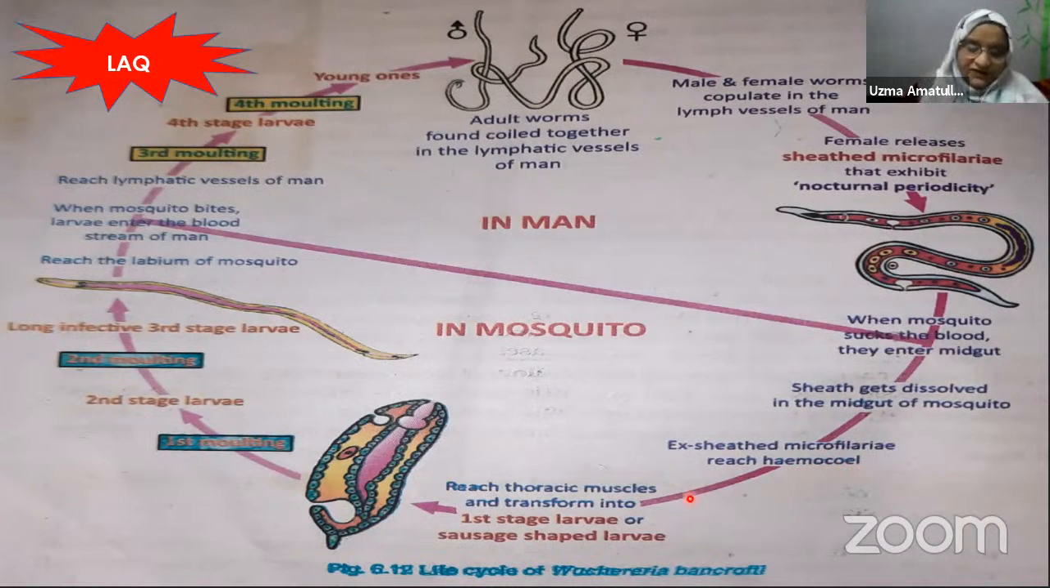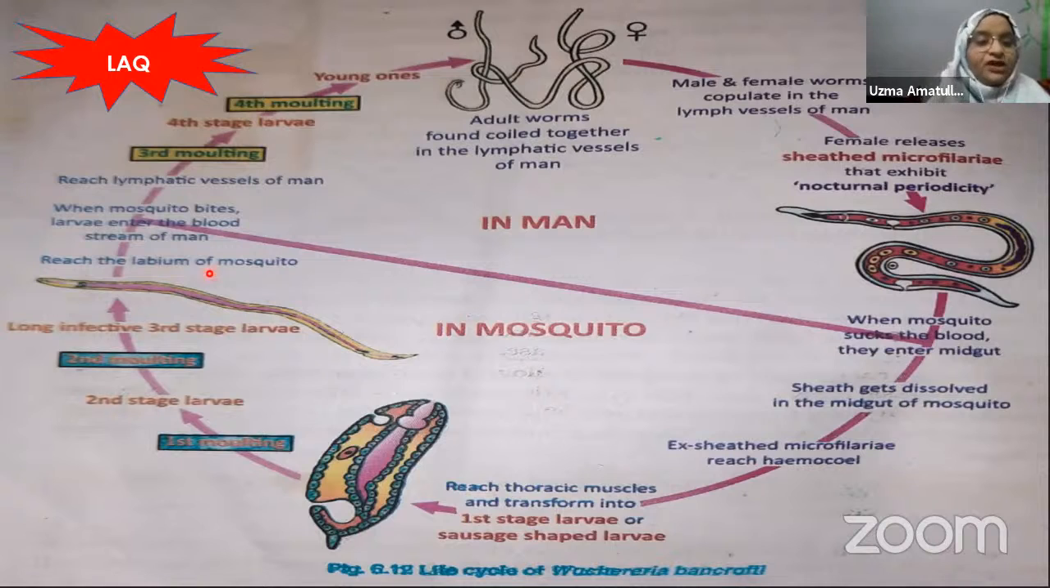Now, along with the blood, it will reach the thoracic muscles and transform into the first stage larva, or sausage-shaped larva. This first stage larva will undergo first molting and become the second stage larva. Then it will undergo second molting and become the third stage larva, which is long and infective. You can see how long it is. And then it will reach the labium of the mosquito.